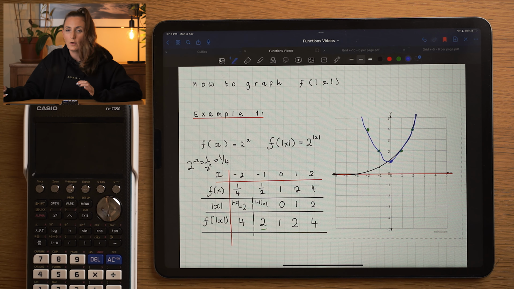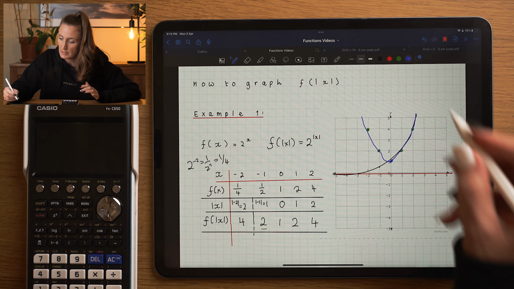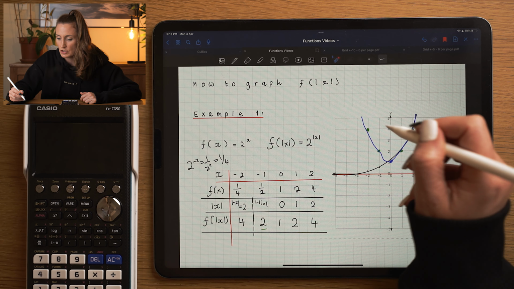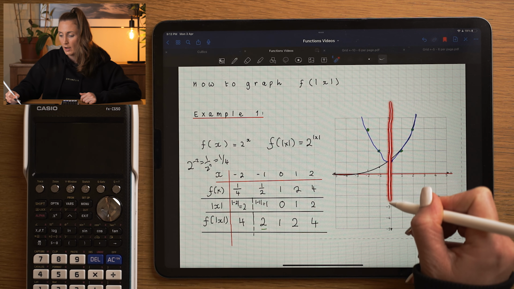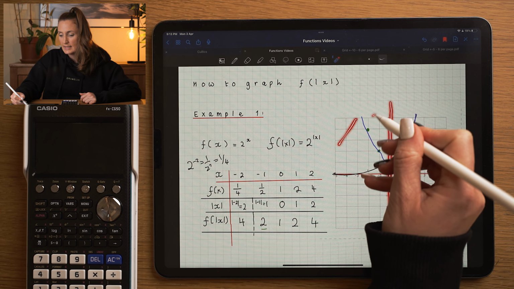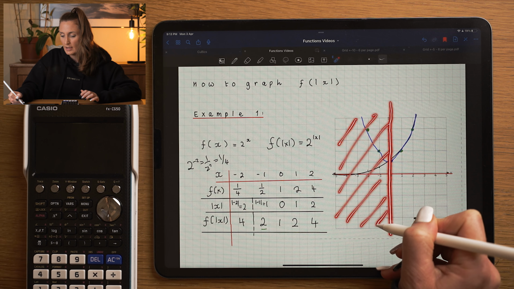Now, the quick way, or my top tip for doing this, would be: take your original function, draw a line on the y-axis, delete anything that was previously to this side.